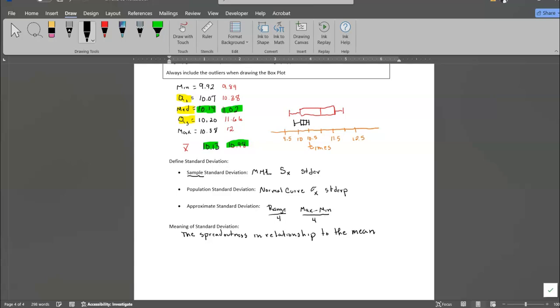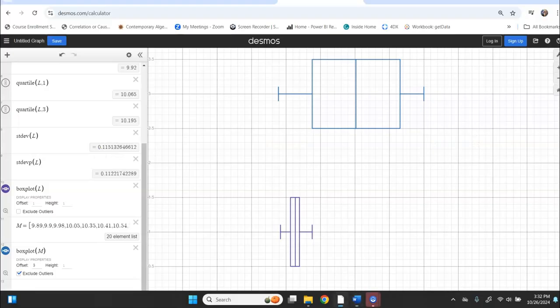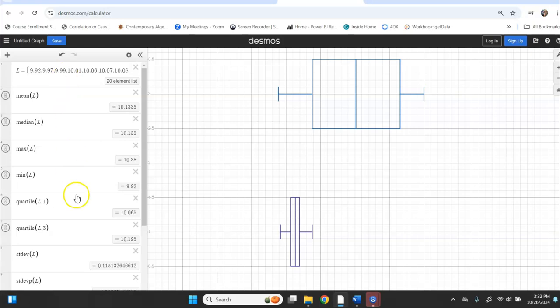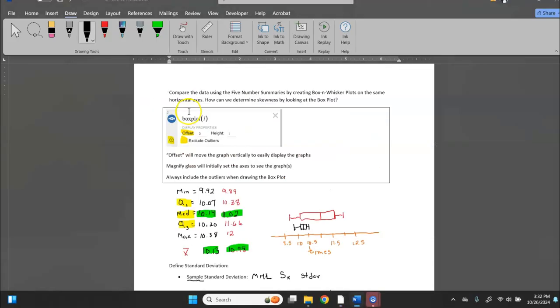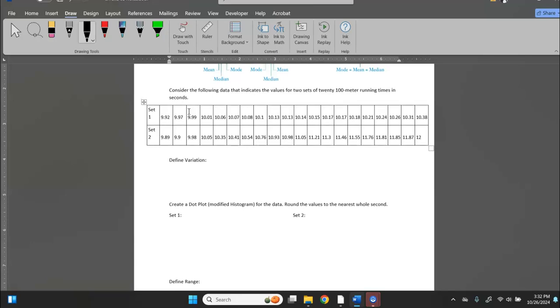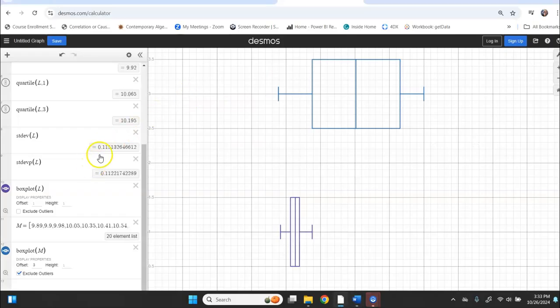And so if we look at the standard deviation for the first set of data, that was my L data, this is 0.12 seconds. Seconds? Or was that minutes? I think that was seconds. Let's go back here, in seconds, yes. So this is 0.12 seconds. That's how spread out the data is about the mean.